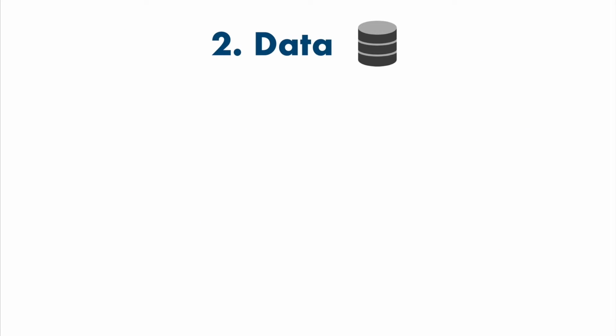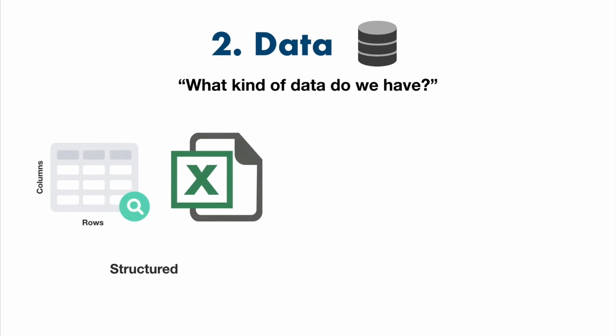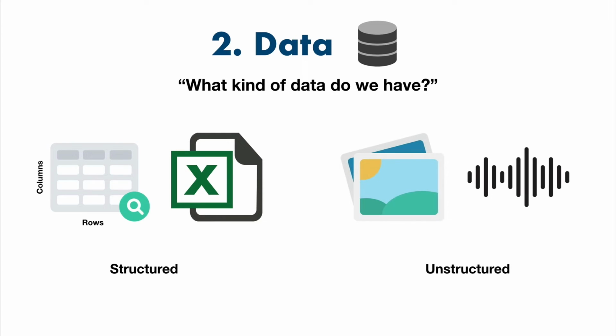Step 2 is data. Since machine learning involves using algorithms to find and learn different patterns in data, data is a requirement for any machine learning project. The question we're trying to answer here in step 2 is, what kind of data do we have? Depending on the problem, there are different kinds of data. Structured data, such as rows and columns, or what you'd expect to find in an Excel spreadsheet. Or unstructured data, such as images or audio.